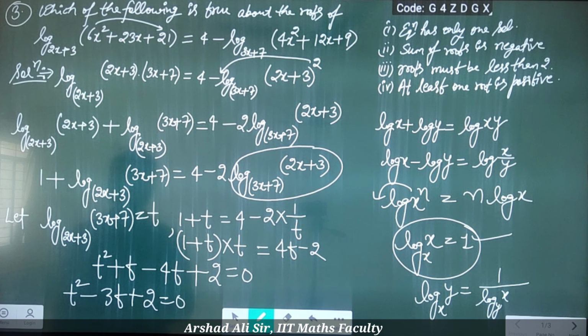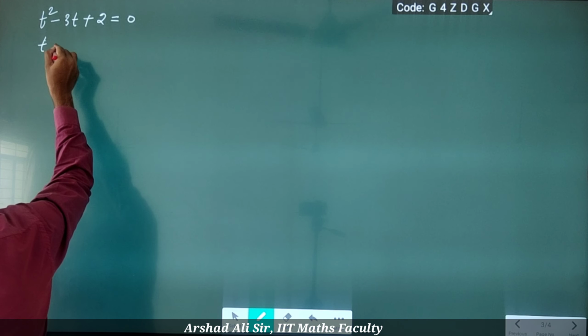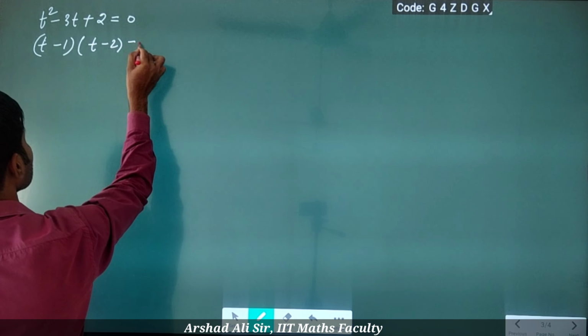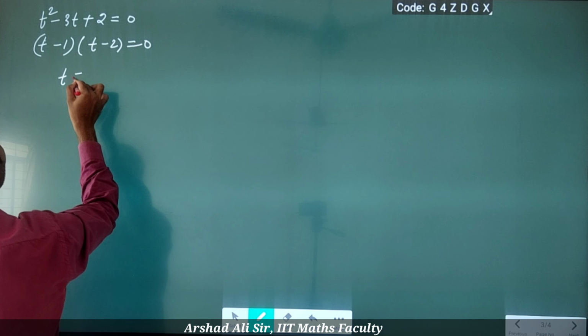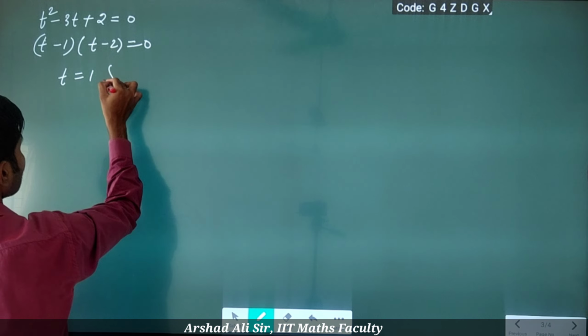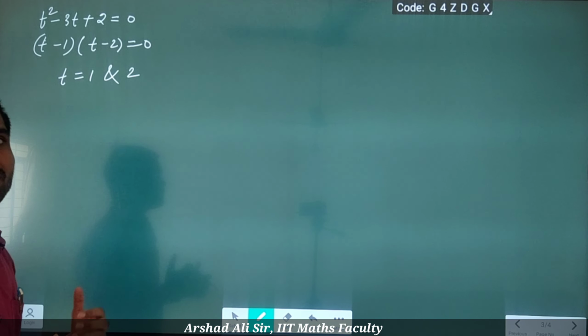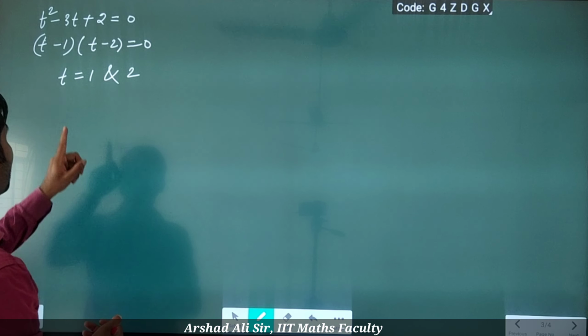So we have this quadratic equation, and factors are possible. Two ones are 2, 2 plus 1 is 3, so it will be t minus 1 and t minus 2. These are the factors. So what are the values of t? 1 and 2. Okay, these are the two values of t, but our question is given in terms of x. So what is the value of x?